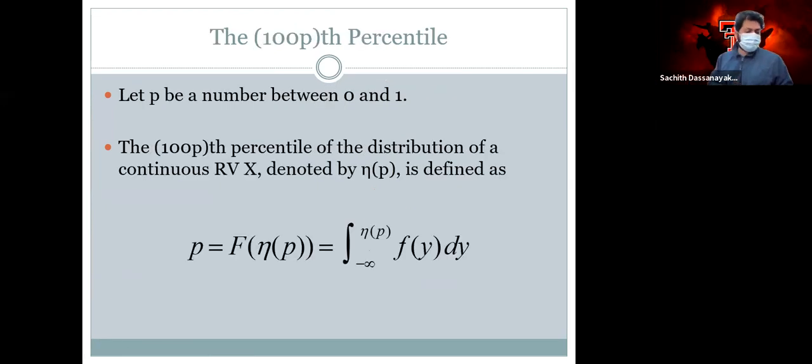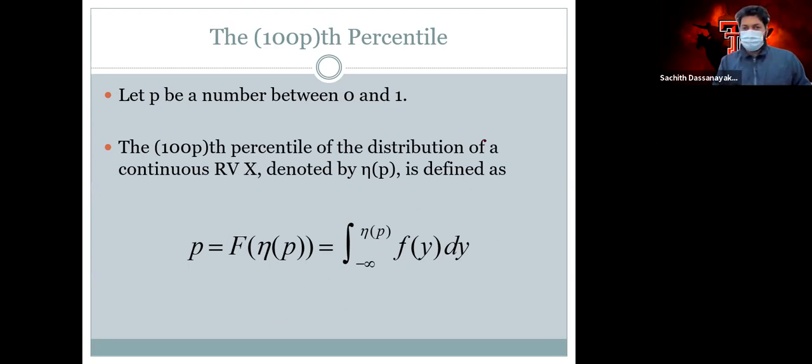This is the last part I'm going to discuss today. This is important. If we need to find a value which gives our distribution some kind of percentage, like what is the value of the 95th percentile of our distribution?